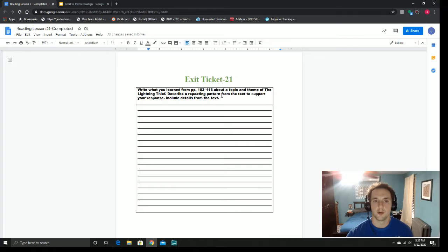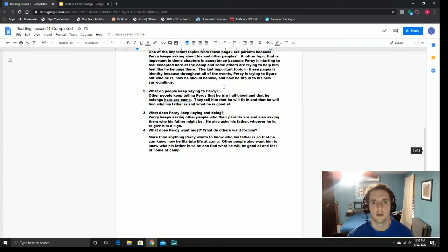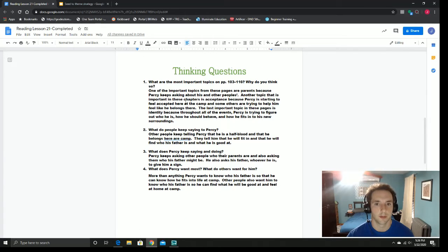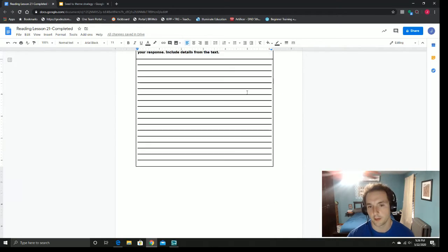All right, so here's your exit ticket. Write what you learned from these pages about a topic and theme of The Lightning Thief. Describe a repeating pattern from the text to support your response and include details from the text. And so we've discussed the topics, one being acceptance, one being identity, and one being parents. So parents, acceptance, identity.